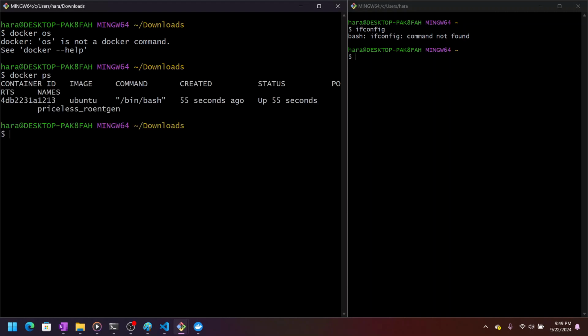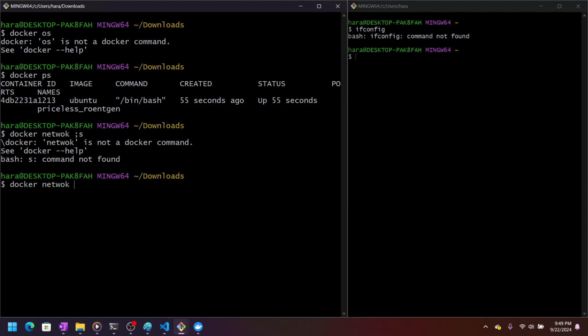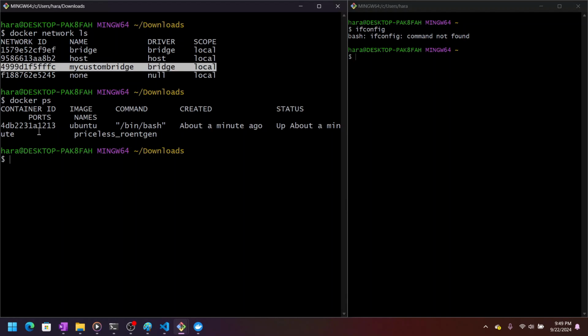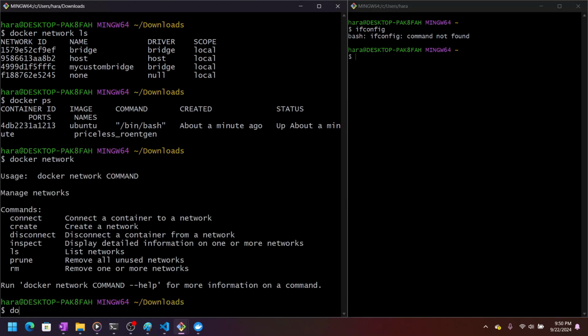I have this container running, so I can attach a network, like the custom bridge network which we created with docker network. Yeah, so this custom bridge network I can connect to the container which is running now, using the connect command. So what I can do, docker network, you can see this connect command, I will use this. Sorry, docker network connect my custom bridge to this container.